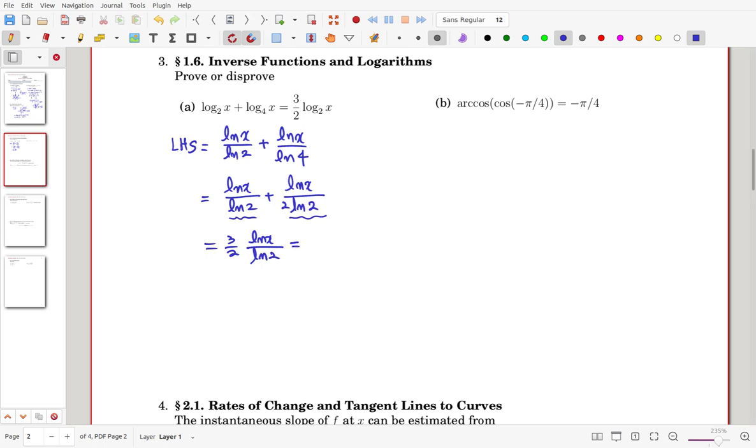Okay, by using the change of base formula again, you can write this one. 3 over 2 is a constant, and then that can be written as log base 2 of x. So that is exactly the same as the right hand side. So that is true. We proved that.